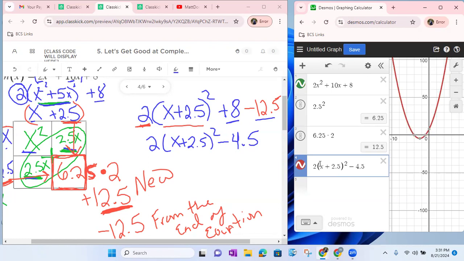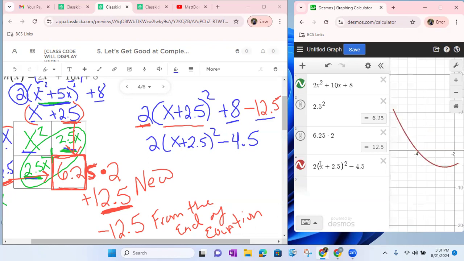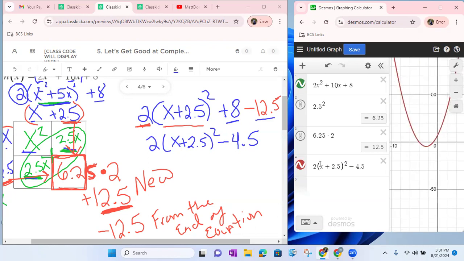Bada boom, bada bing. It is on. We're going to get on there and it is all over it. That tells us that we have done it correctly.